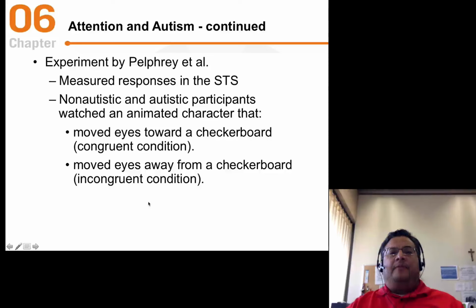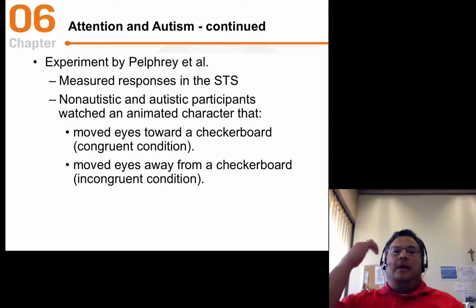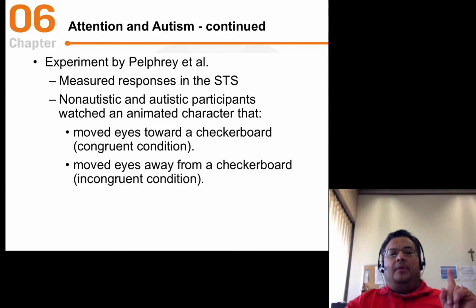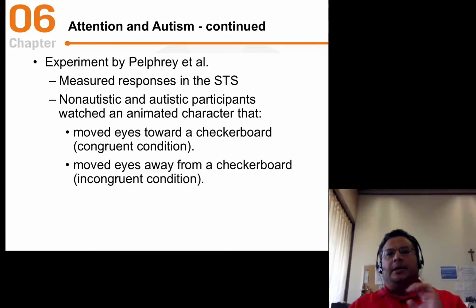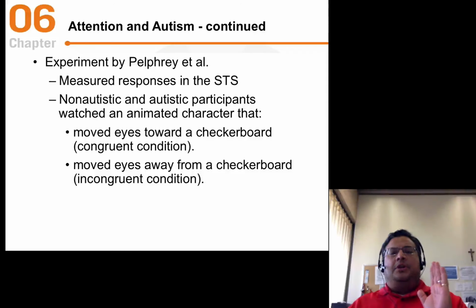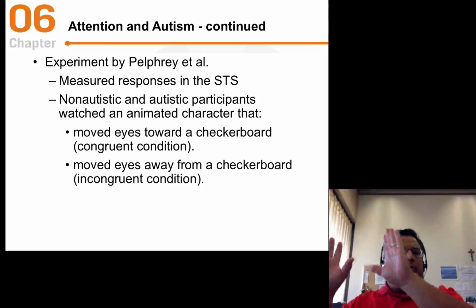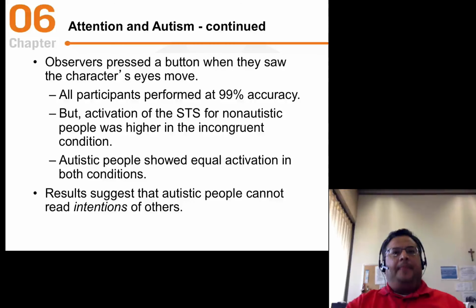Another example by Pelfrey was where he actually measured responses in the superior temporal sulcus, and looked at autistic and non-autistic participants watching an animated character that moved their eyes toward a checkerboard, which he called a congruent condition. So the checkerboard appears, and the character moves their eyes, and they watched another character that moved their eyes away from the checkerboard. So the checkerboard appeared, but the character looked away, right?